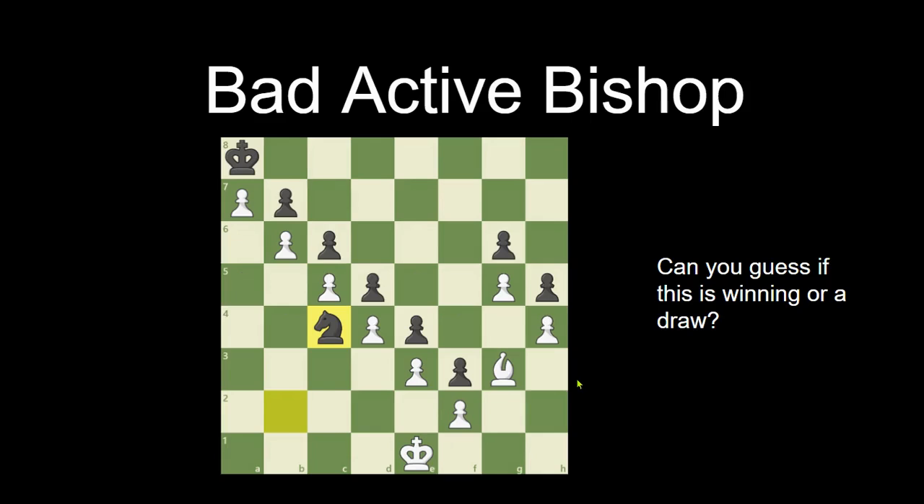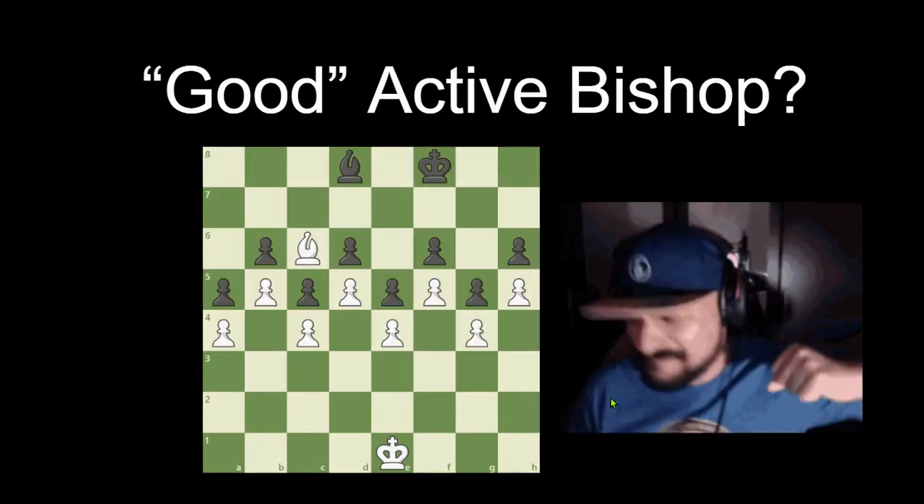Another case of a bad active bishop here, this is a very unique scenario, but this is an active bishop because it has a lot of squares, but it's kind of bad because all the pawns are on dark squares, and it's very tricky to see if you can win this or not. And actually, this is a question, but can you guess if this particular position is winning or a draw?